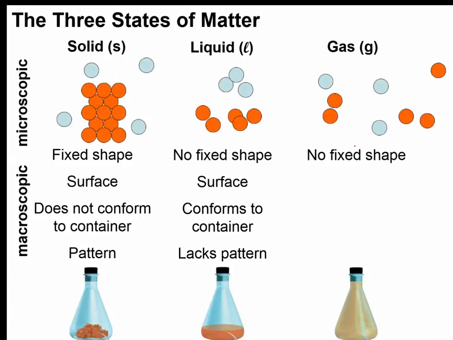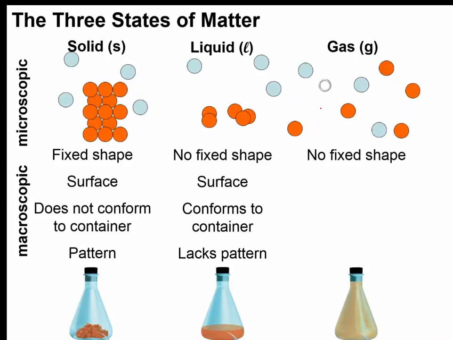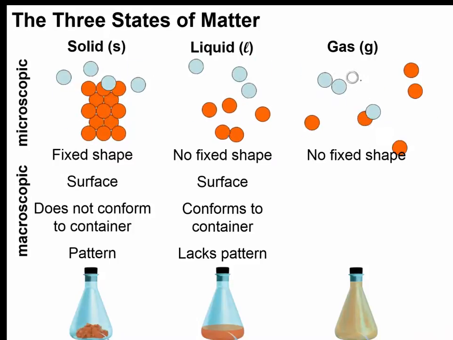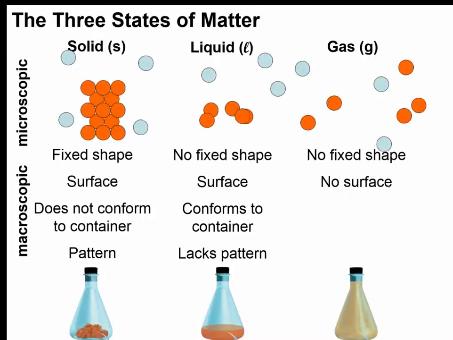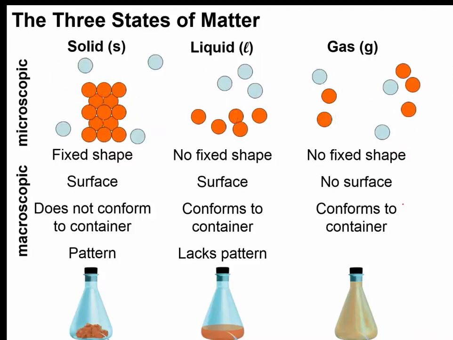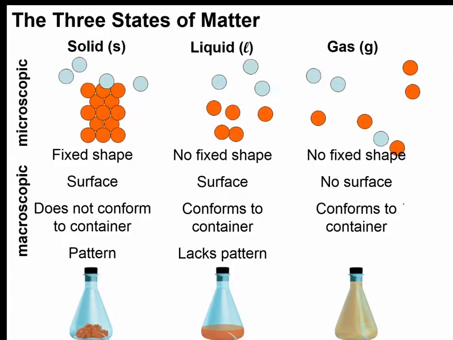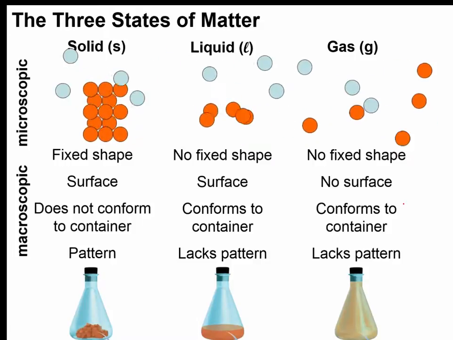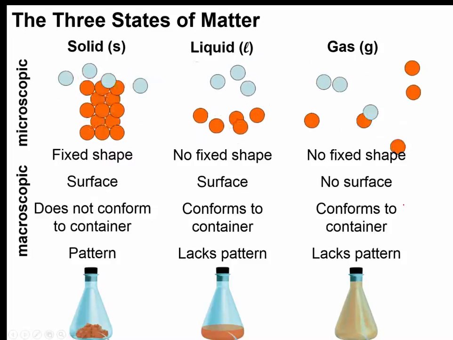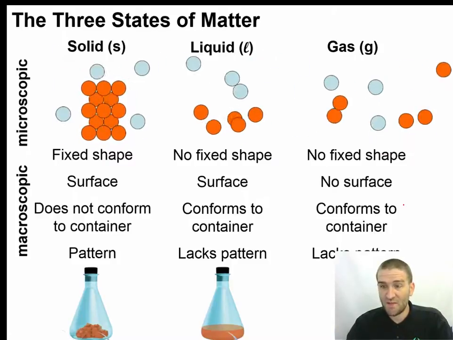There's no fixed shape for these. They're intermixed, in fact. Notice that our orange gas is mixed in with our blue gas now. They don't have a surface. They will conform to the container because they have no structure to them, and there is definitely no pattern at all for a gas. Those are going to be our three core states of matter we're going to talk about in chemistry.